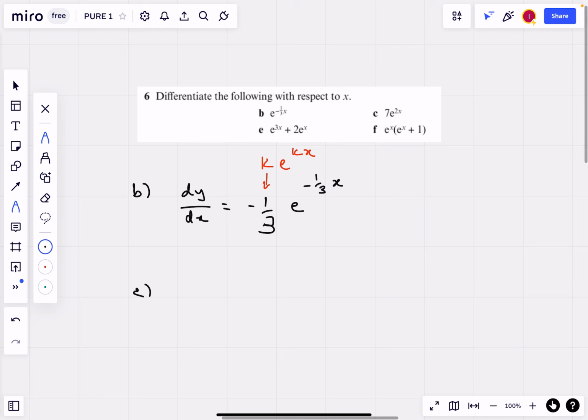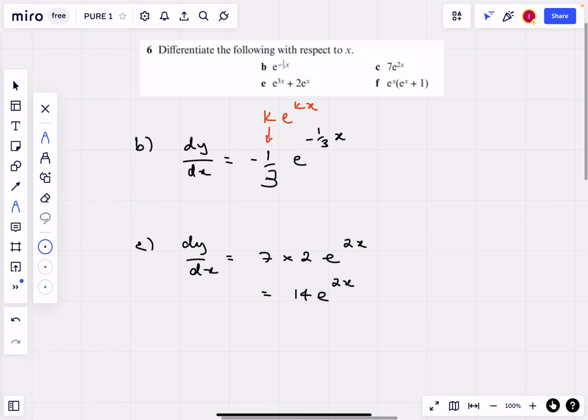7e to the power of 2x. You do 7 times 2e to the power of 2x, so you end up with 14e to the power of 2x. You're just timesing the number in front by the number in the power. Next one. We would get 3e to the 3x plus 2 times 1 is just 2, so 2e to the x.